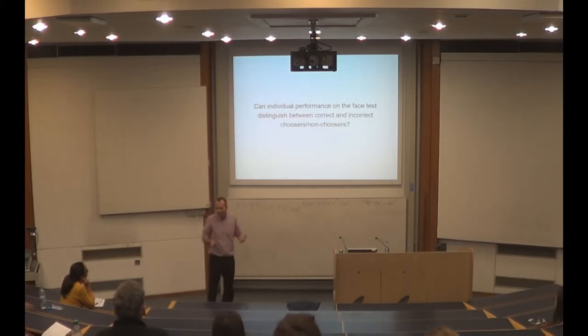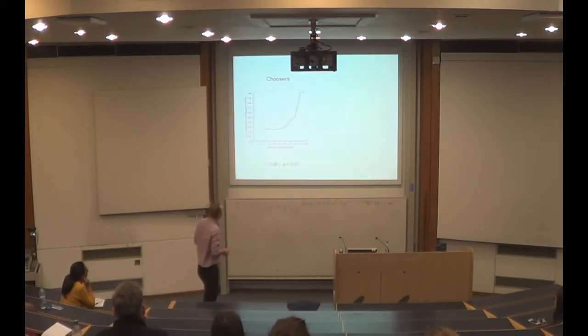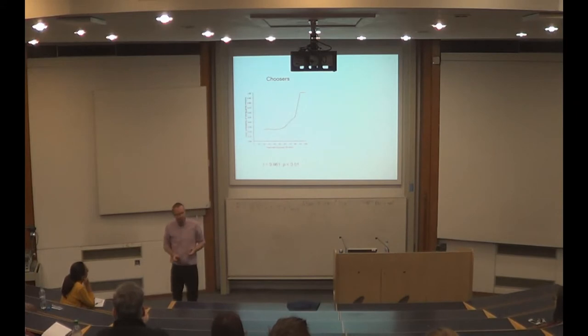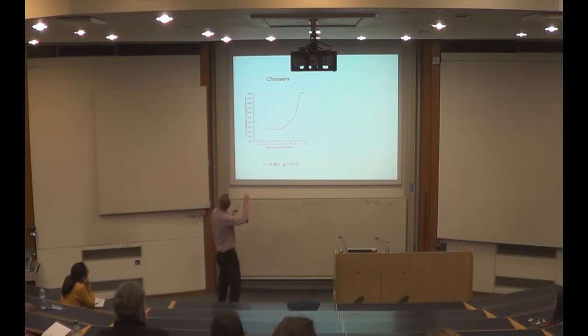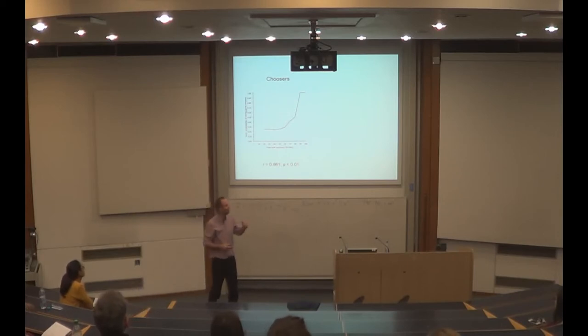And the question is, can that help you distinguish between correct and incorrect eyewitnesses? Well, if you do this, you get something like this. So this is the data for the choosers. I'll show that first because that's the part of the experiment I want. On the left here, you've effectively got the probability of being a correct chooser to a non-chooser. And then we've plotted this against the percentage of hits that observers have turned on the face test.